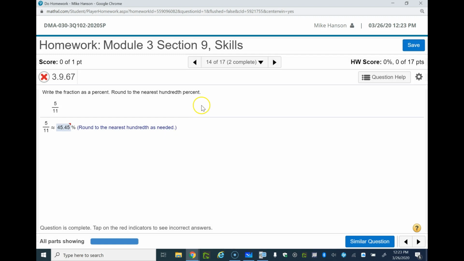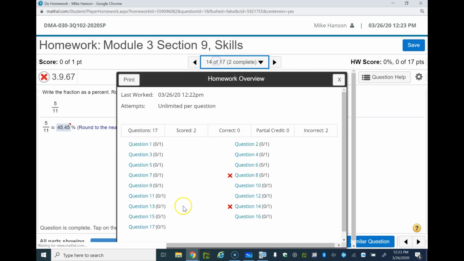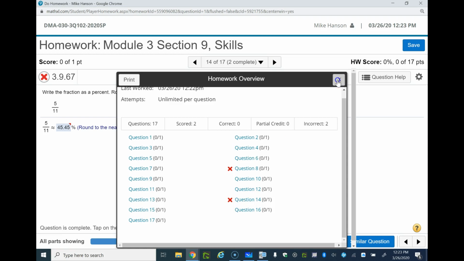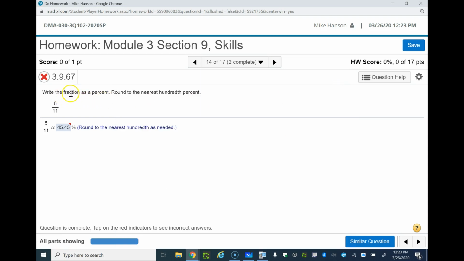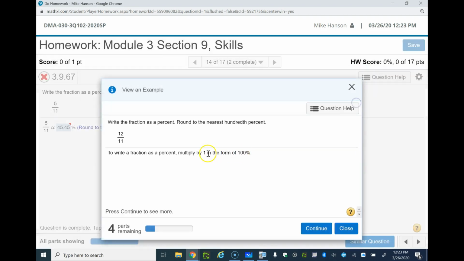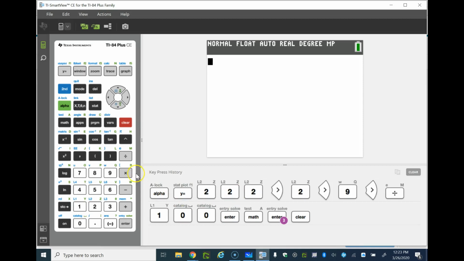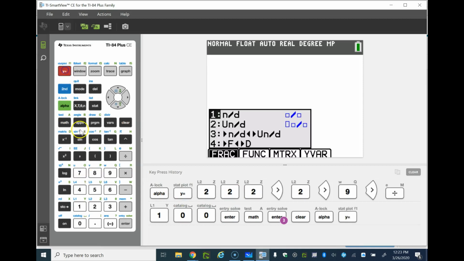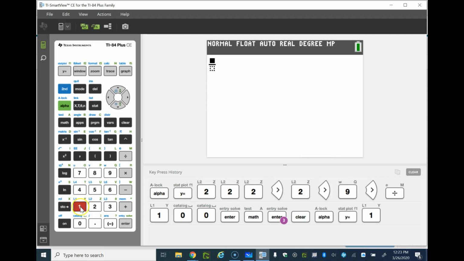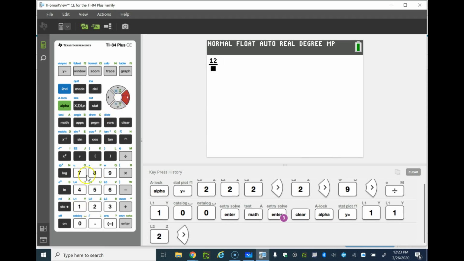Now with problems 9 through 14, we're going to be changing fractions or decimals into percentages. So you want to do the opposite. This time we're going to actually multiply by 100. So we take our fraction to our calculator, 12 over 11, and we multiply that by 100.